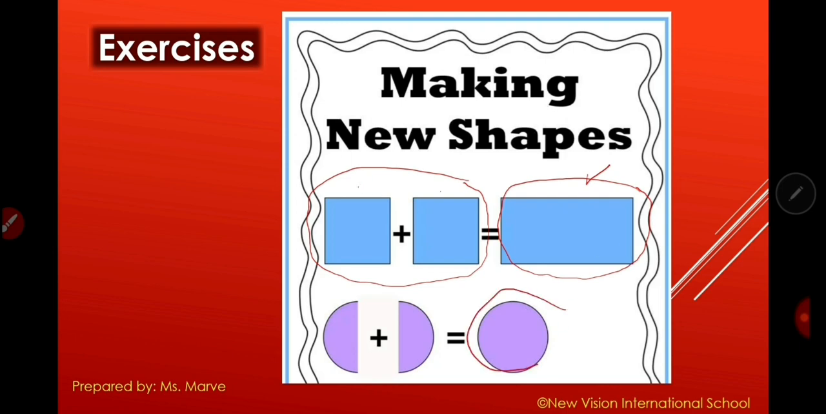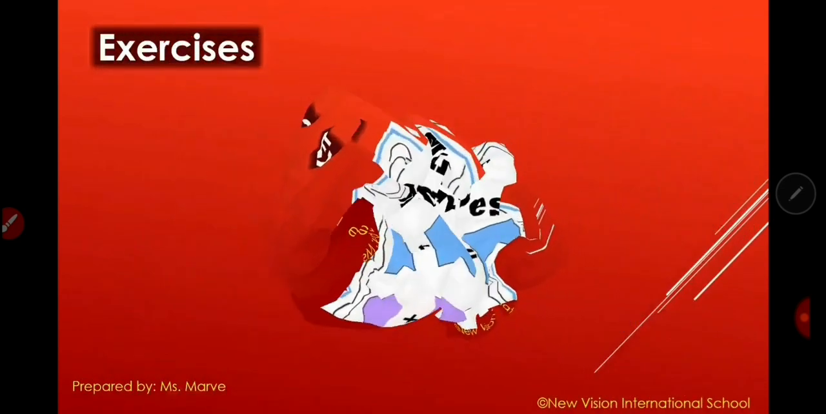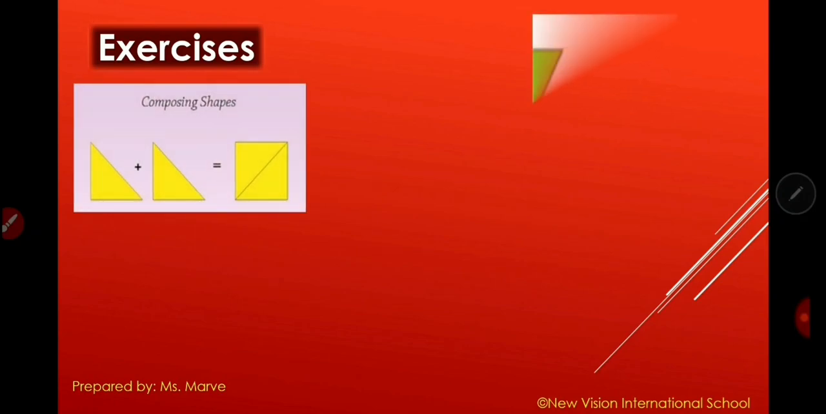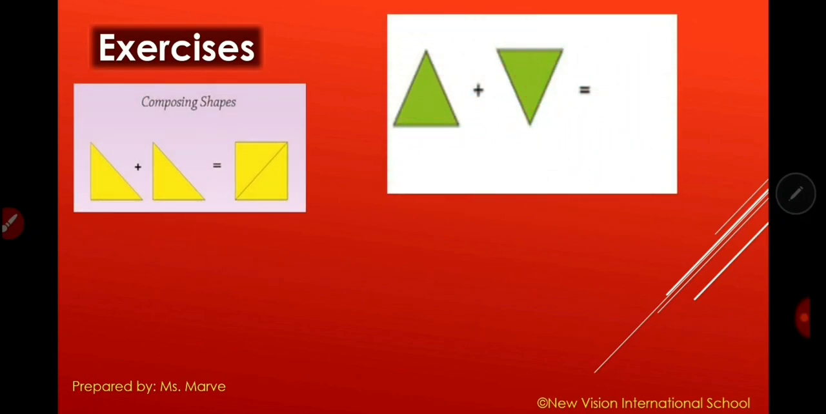And the next one, we have a circle here. This circle is the result of two halves. When you put it together, it becomes a whole, which is a circle. Next example. When you make a square, the square is the result of two triangles. You have one, two. When you put it together, it becomes a square.